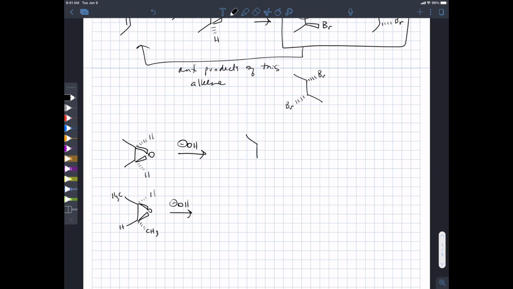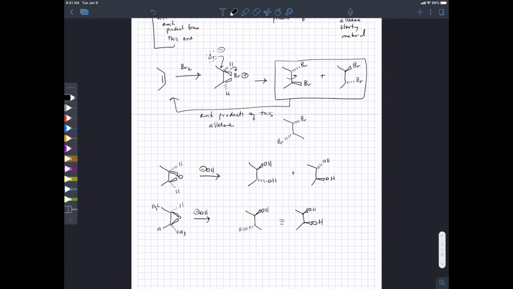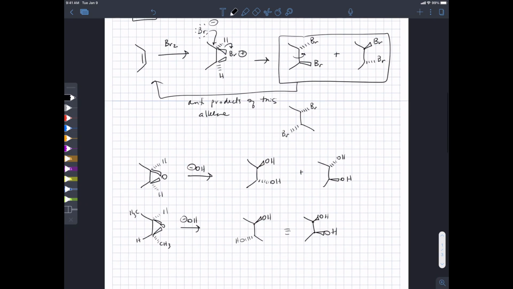Right? If we open up this one, we get this set of enantiomers. If we open up the epoxide on the bottom, we get this product, which is actually the meso product. I realize I drew that fast. So be able to deal with those stereochemical issues.